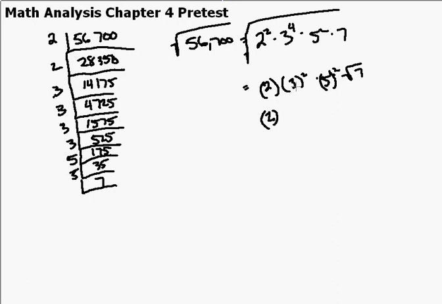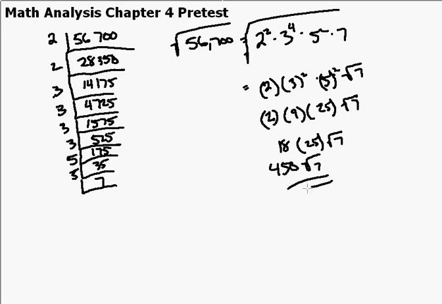So I have 2, 3 times 3 is 9, 5 times 5 is 25, times the square root of 7. So here I got 2 times 9, that's 18, times 25, square root of 7. So 18 times 25, 450 square root of 7. That is the square root of 56,700 in simplest radical form. Alright, so that's number 1.